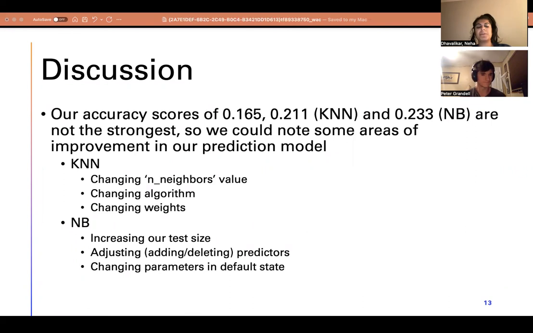So we wanted to note some areas of improvement in our prediction models. For the k nearest neighbors, we can in the future change the n neighbors value, change the algorithm, or change the weights. As for the naive Bayes, we can increase our test size, adjust by adding or deleting predictors, or changing parameters in the default state. We can adjust those going forward and see if we can get some better prediction scores from there.